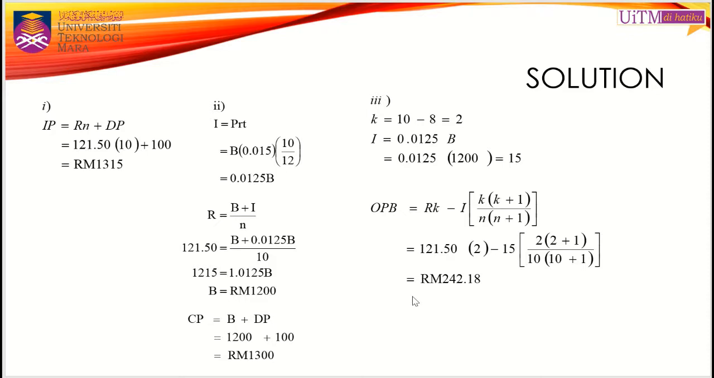So this is how you use the Rule of 78 in order to calculate the outstanding principal balance. Hopefully the two examples that we have just discussed will give you some idea of how we can apply the material that we have covered so far to solve real world problems under the topic of installment purchases.